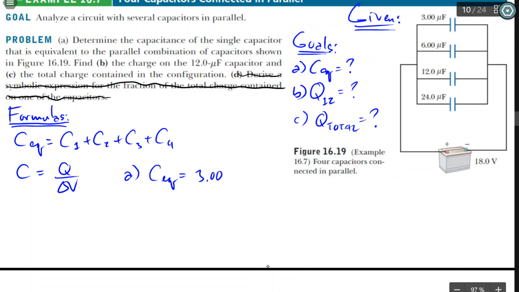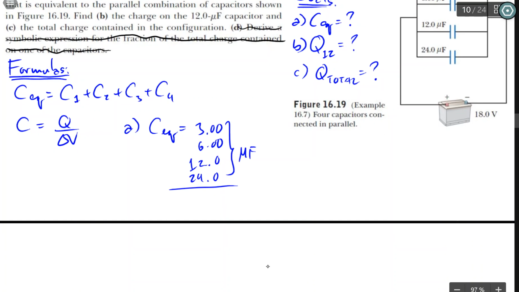3.0, 6.0, 12.0, keeping everything in 3 sig figs here. And all of that is in microfarads, so the answer should also be in microfarads, times 10 to the negative 6. So that's going to give you 45 microfarads as the equivalent capacitance. So naturally it would work as a bigger capacitor. Okay? It's in microfarads.